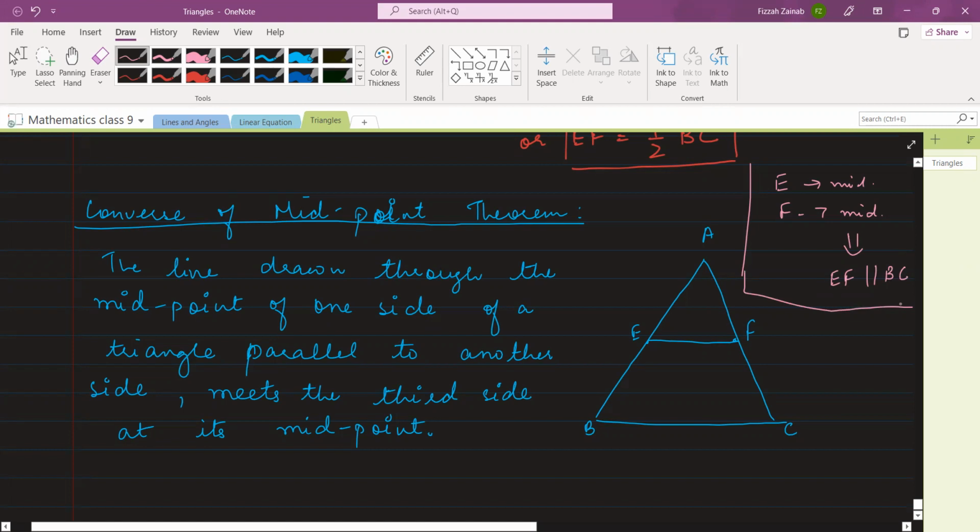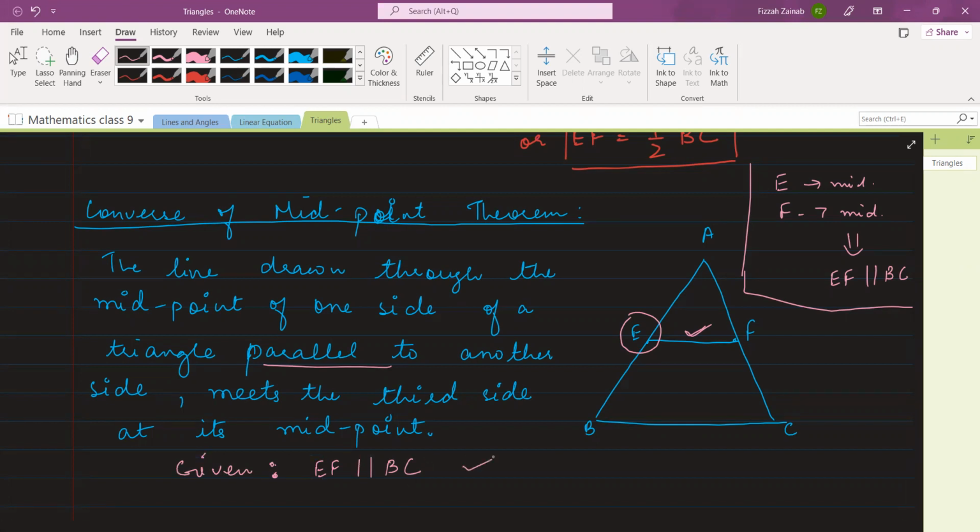Now in the converse, what I'm saying is that I have taken only one midpoint. Let's say E is the midpoint of AB. So the line drawn through the midpoint, that means we are talking about this line, EF. Understand? The line drawn through the midpoint of one side of a triangle, parallel to another. So we are already saying that EF is parallel to BC. This is given this time. Is that clear? In the theorem, this was the result, and in the converse, this is the given thing. So EF is already parallel to BC.